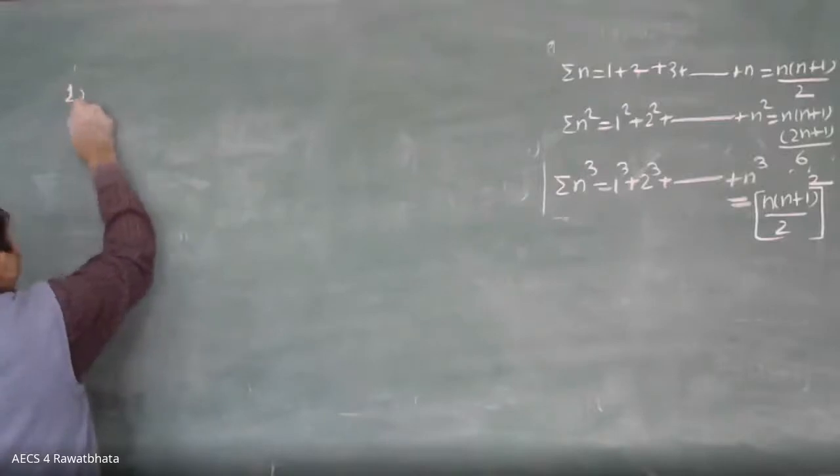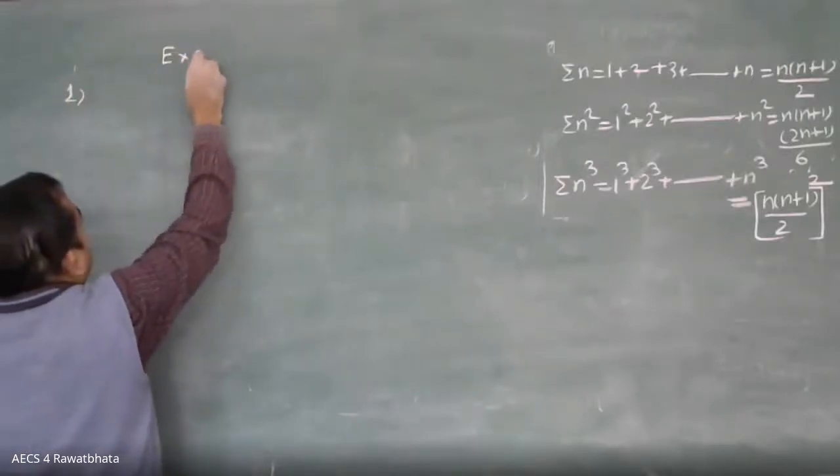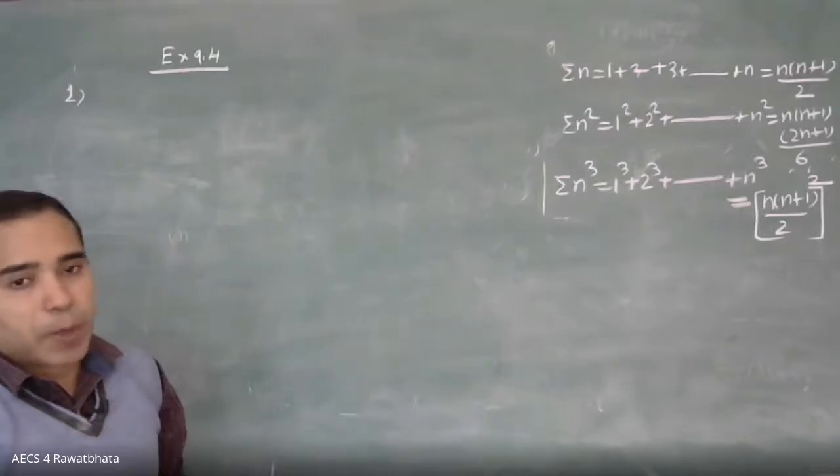1 into 2 plus 2 into 3 plus 3 into 4 plus 4 into 5. In the beginning, one question is written. First read that line, what we have to do. Find the sum of n terms of each of the series in exercise 1 to 7. Yes, so what is that first one?